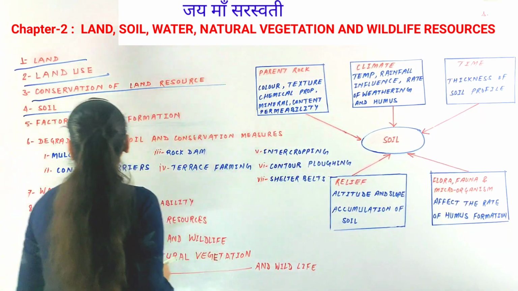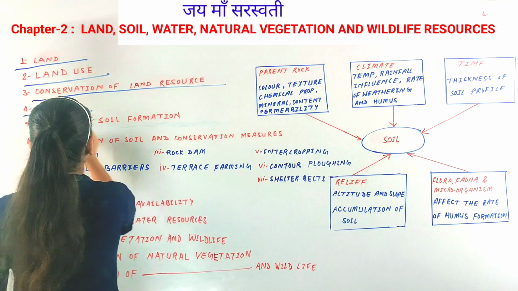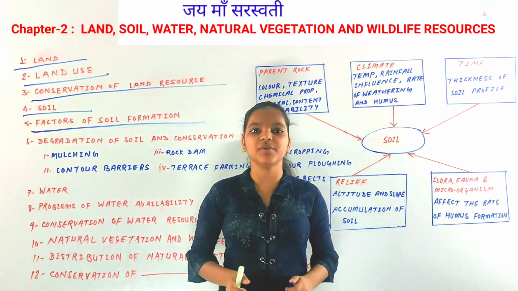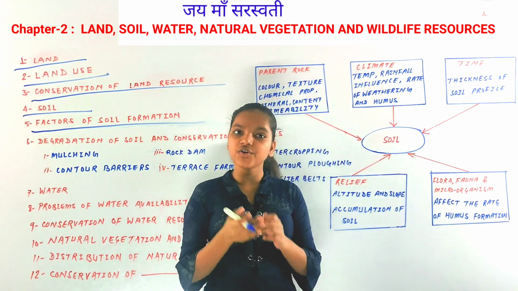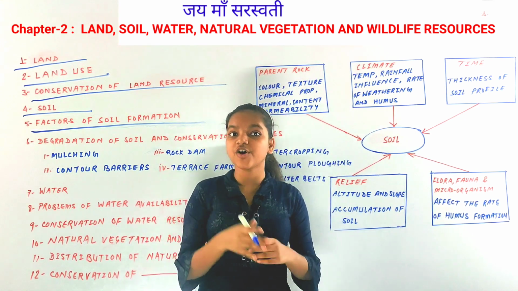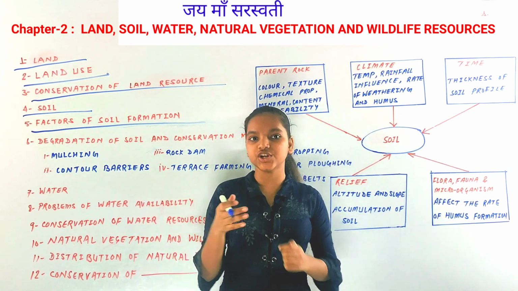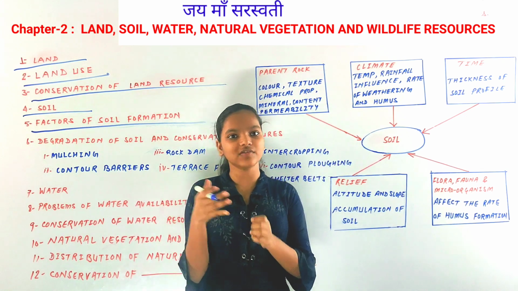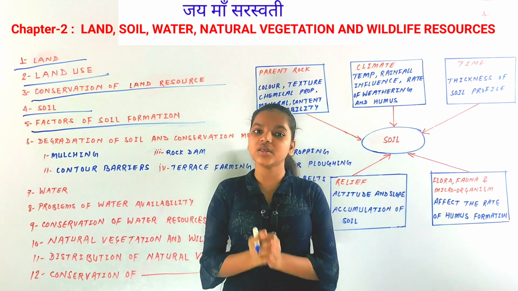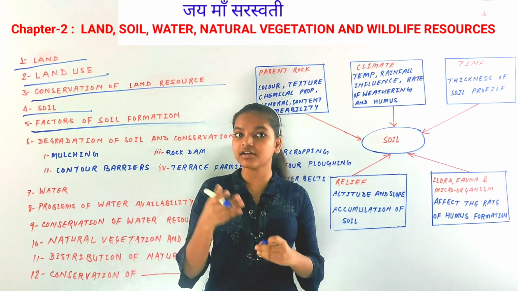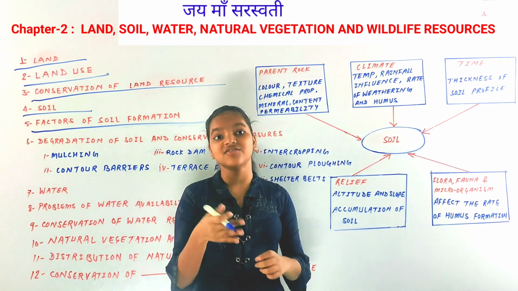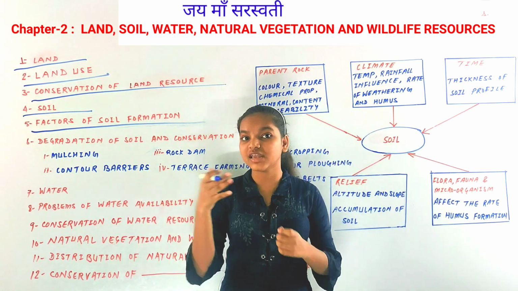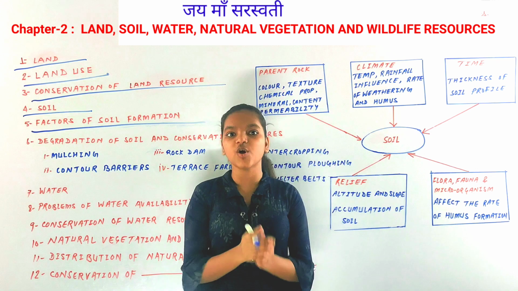So the next topic is factors of soil formation. The main factors for soil formation are the nature of parent rock and the nature of climatic factors. Now these are the major factors for soil formation. Apart from them, there are many other factors, such as topography, climate, and time for the composition of soil.